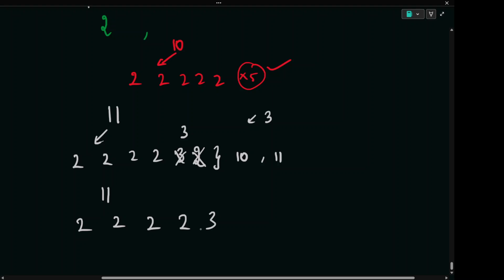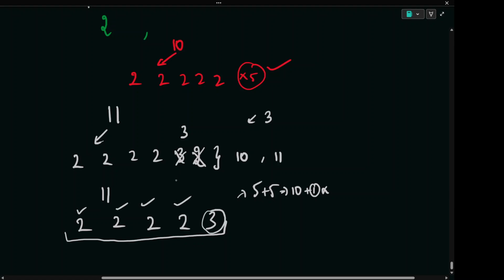Can we take another prime, maybe 5? It's not possible, right? If you add 5 plus 5, it's 10 again, and 10 plus 1, 1 is not a prime. So it's not possible. The least number you have to take and sum it up, so that would obviously be 2, 2, 2, 2, and then a 3. I hope this is clear.